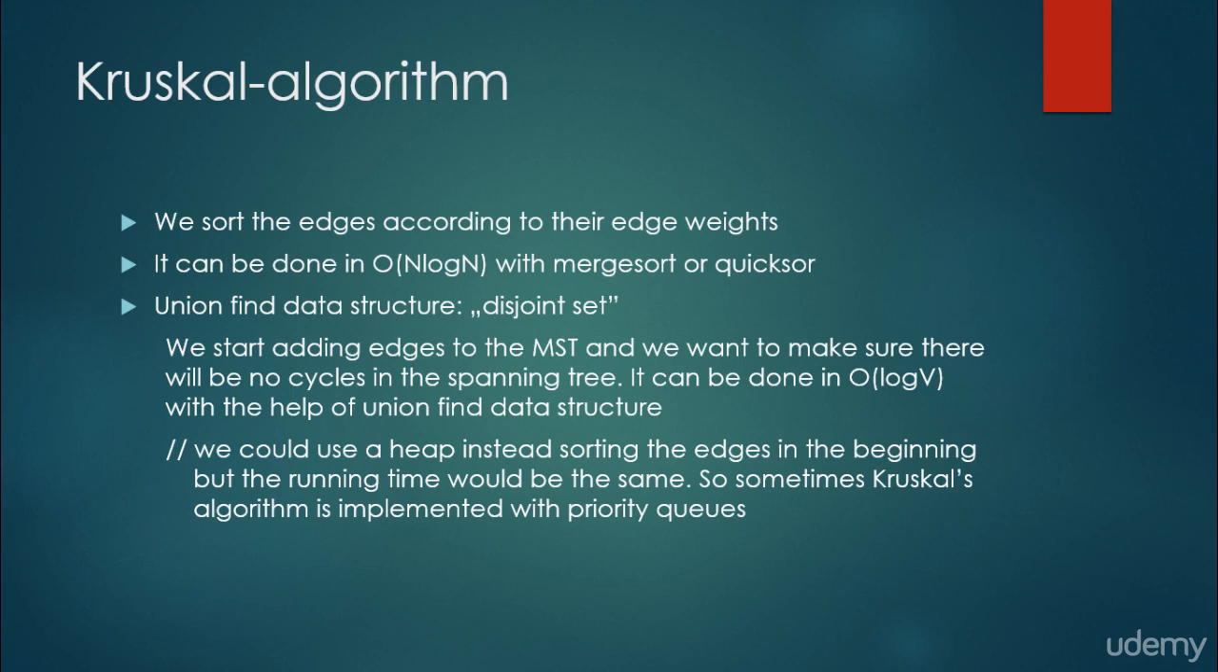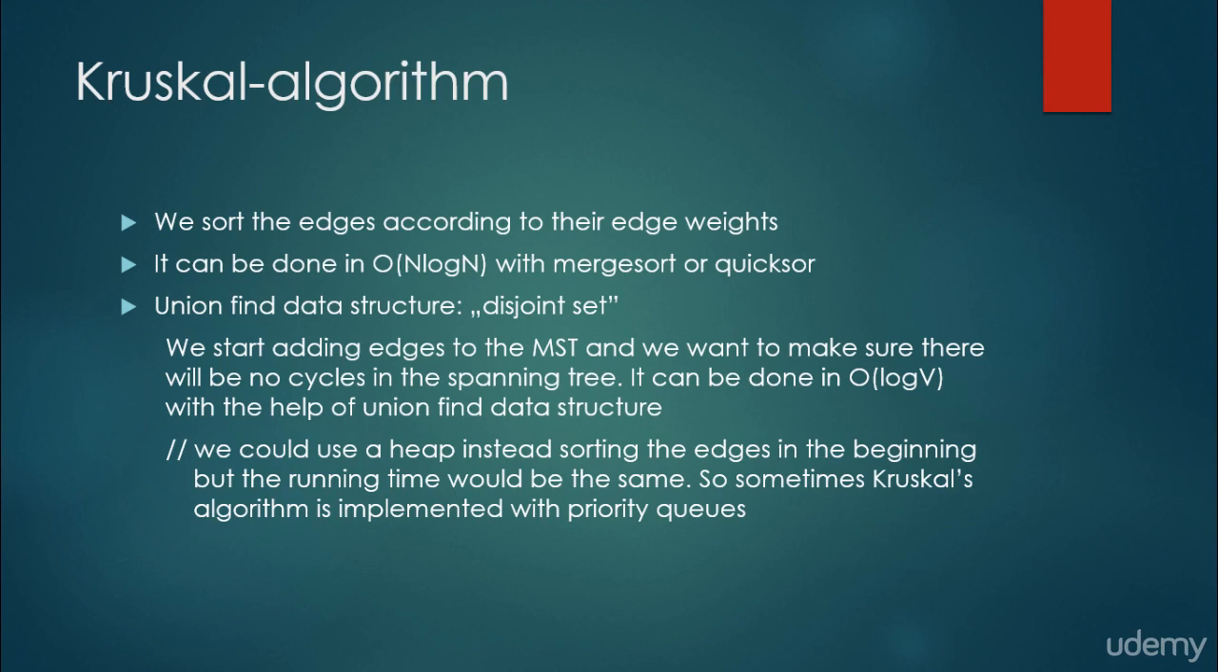First, we have to sort the edges according to their edge weights. It can be done in O(n log n) time complexity, where n denotes the number of items you want to sort. Of course, here the n is equal to the number of edges because we want to sort the edges. So we can use merge sort or quicksort. Java uses merge sort in order to sort reference type objects and uses quicksort to sort primitives. So we are going to use merge sort.